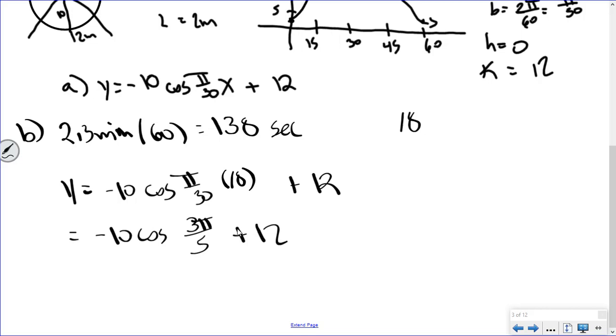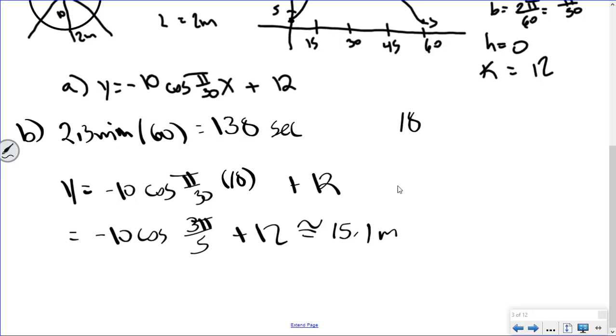So for this one, we really will have to grab a calculator because there isn't a special triangle that's going to use pi over 5, right? So we're going to use our calculator and say negative 10 times the cosine of 3 pi divided by 5, plus 12. Then we're going to have to round our answer. Our answer won't be exact because it's an irrational number, but it is approximately 15.1 meters off the ground.